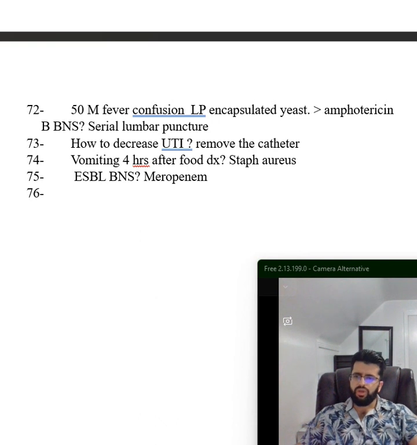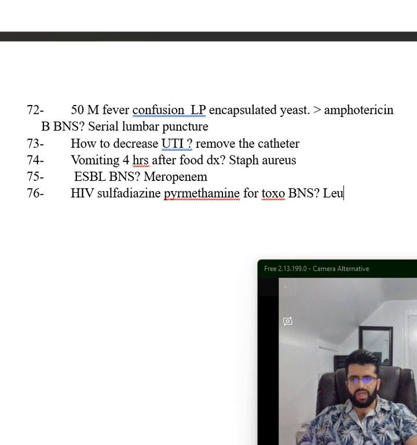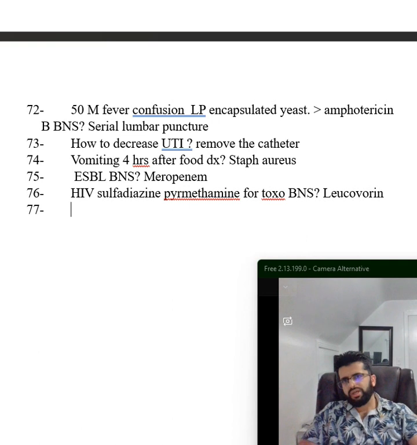Okay, now they're asking you about a patient that has HIV, and you need sulfadiazine, pyrimethamine for toxoplasmosis. And they're asking what's the best next step. What else do you need to add to this medication? So this one you want to add leucovorin. Why? Because pyrimethamine inhibits folate, and you need leucovorin to prevent folate deficiency.